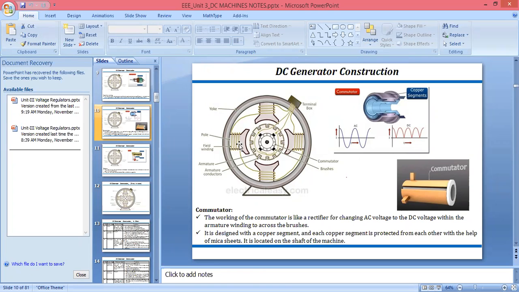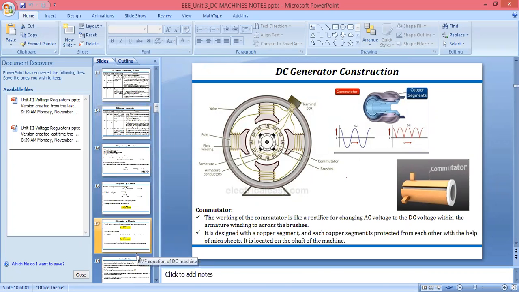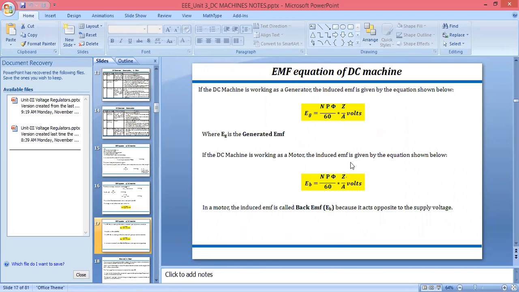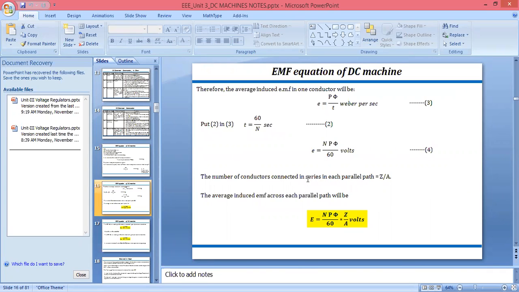Faraday derived this, so we know EMF is getting induced, and we have derived the equation for EMF. Then we have derived back EMF, because we know when we call a DC machine a DC motor, the induced EMF will behave opposite with respect to the supply voltage. So we can call that EMF the back EMF, and we can calculate back EMF for our whole DC motor.